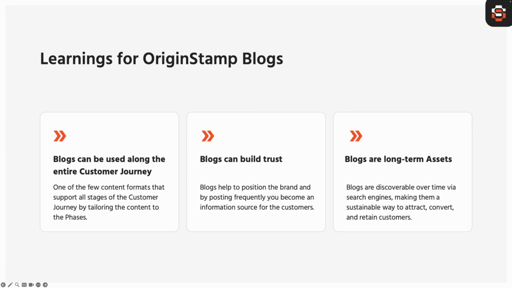Now, for the end of our Let's Learn, I summarized some new learnings for the OriginStamp blogs, which I hope you will take with you after the Let's Learn. Our first and most important learning is that blogs can be used along the entire customer journey. It's one of the few content formats that supports all stages of the customer journey by tailoring the content to each phase.